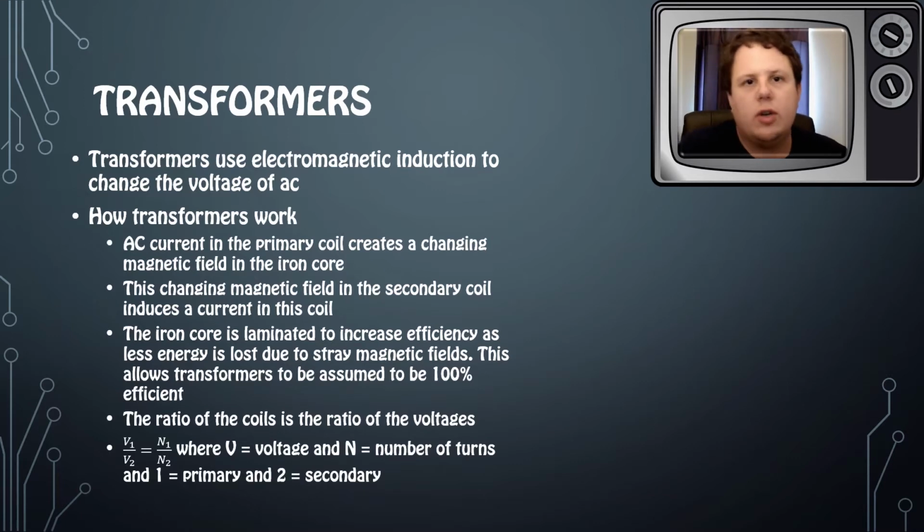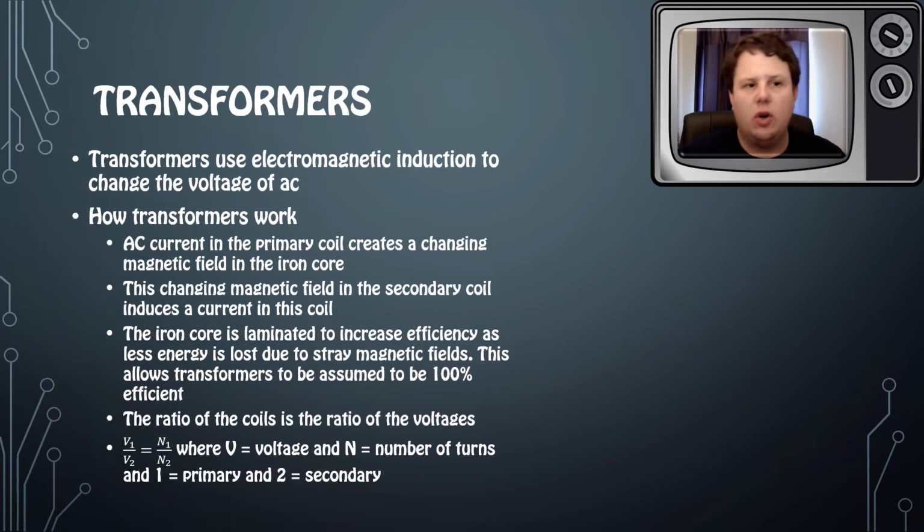Now if you have a look at a transformer, what you'll see is that the iron core is laminated, so it's all little bits of iron stuck together. This increases their efficiency and decreases the amount of energy that's lost due to other magnetic fields going in there. Now how this occurs, that's for A level, not for now.